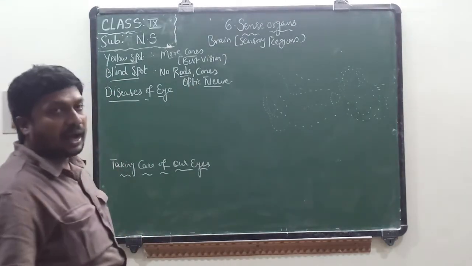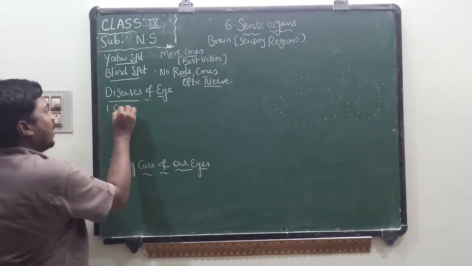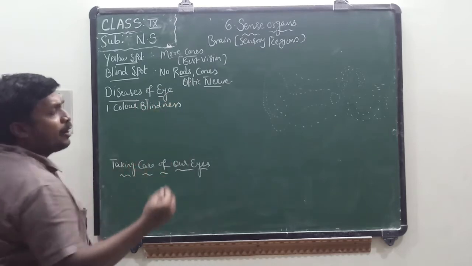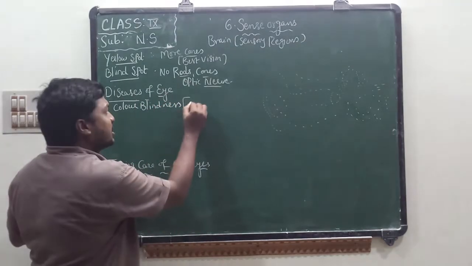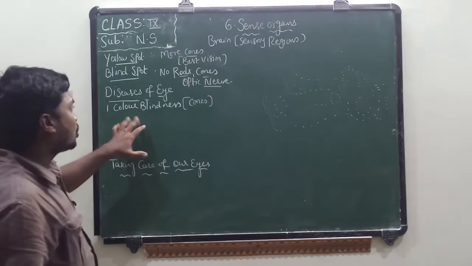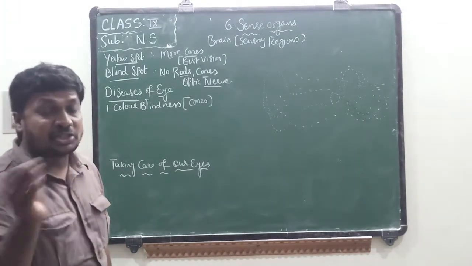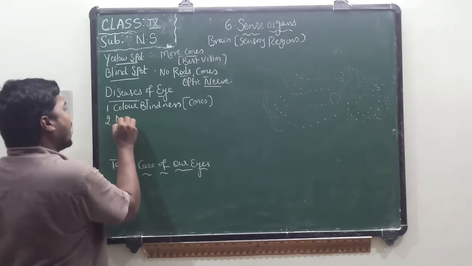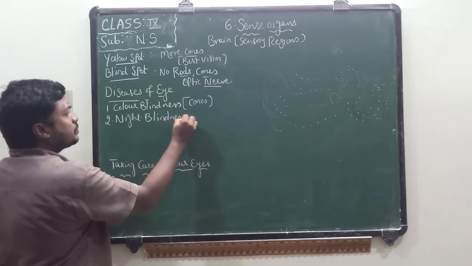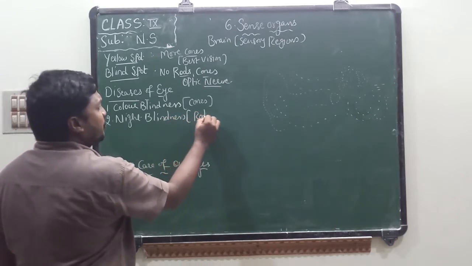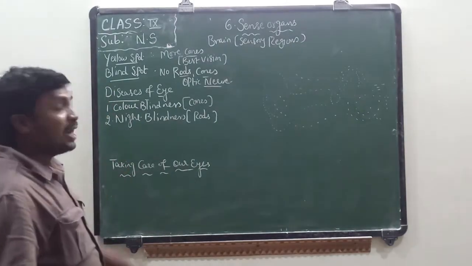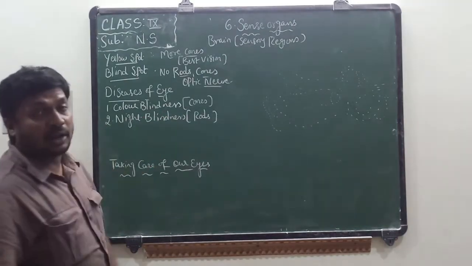Now, diseases of the eyes. The first one is color blindness. The person cannot distinguish different colors. This is due to a defect in cones. If cones are not present in the eyes, that person suffers from color blindness and cannot distinguish colors. The second one is night blindness. Night blindness is due to rod deficiency. The person cannot see objects during night time. That is called night blindness. This is due to defects in rods.